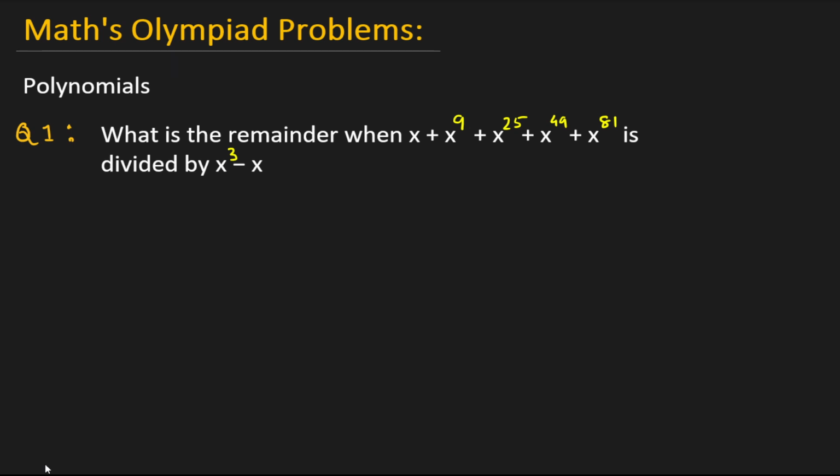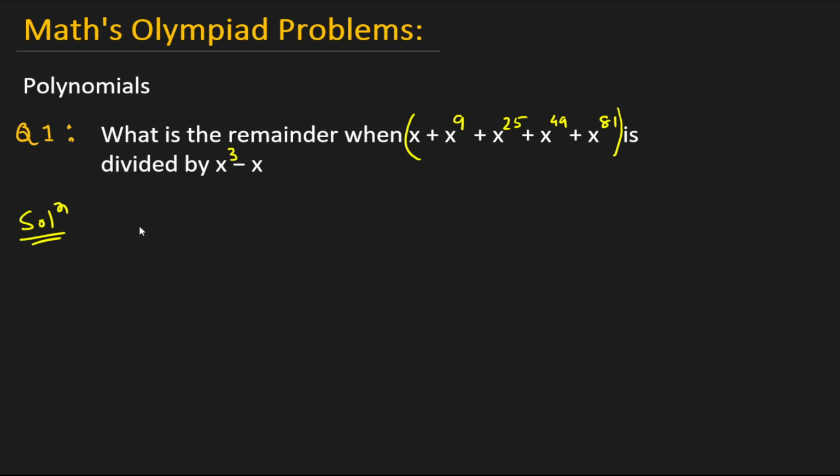So today we are going to solve the first problem on polynomial. Now let us see the question. What we are asked to solve. What is the remainder when this particular polynomial, x plus x to the power 9, x to the power 25, x to the power 49 and x to the power 81, is divided by x cube minus x? So the polynomial is a little bit big, and this particular polynomial we have to divide. Okay, so let us simplify it first.